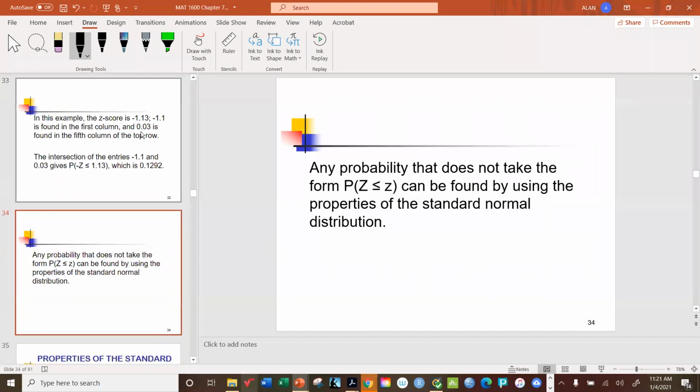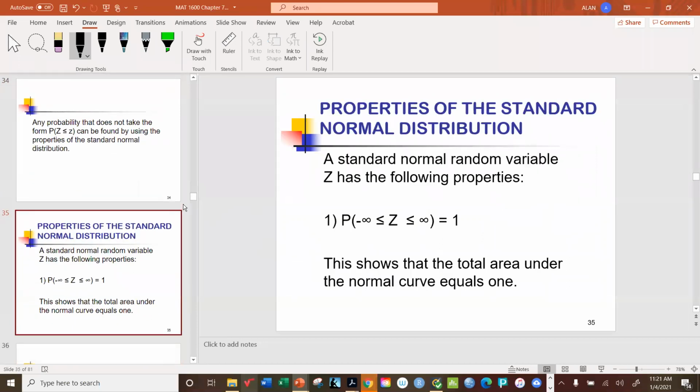All right, now, as I raised this question earlier, what about cases where the probability is not less than or equal to? Well, for those cases, we can use the tables, but we have to do some algebraic manipulation based on the properties of the standard normal distribution.